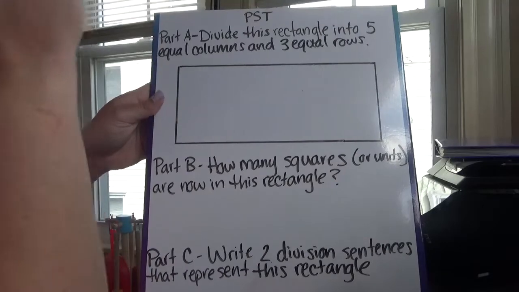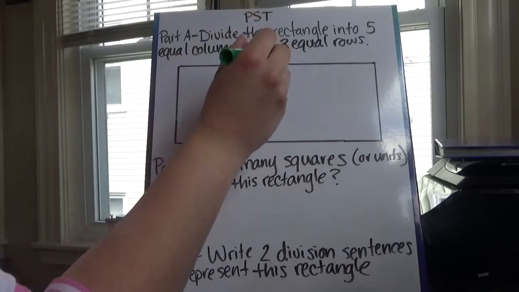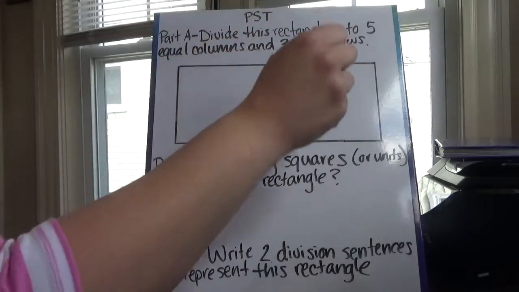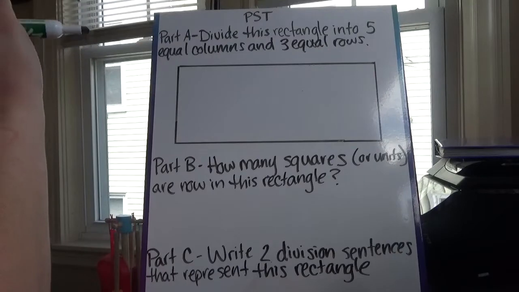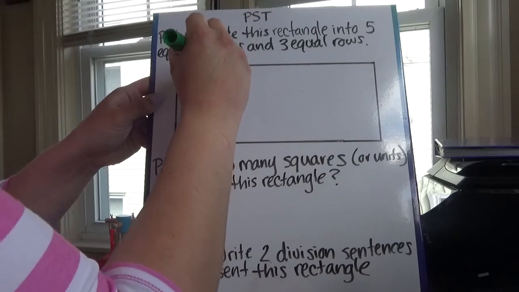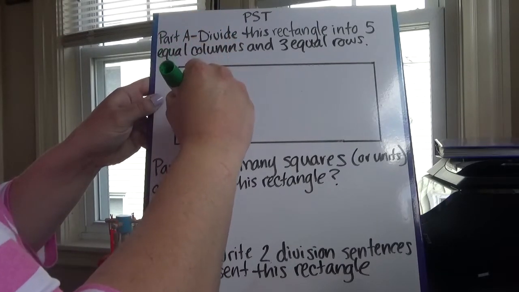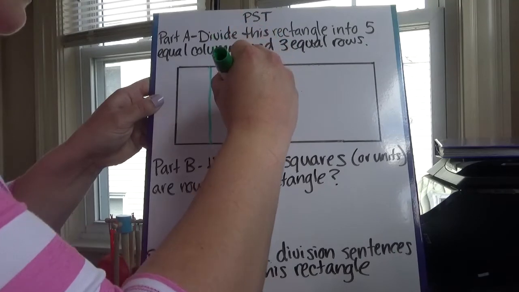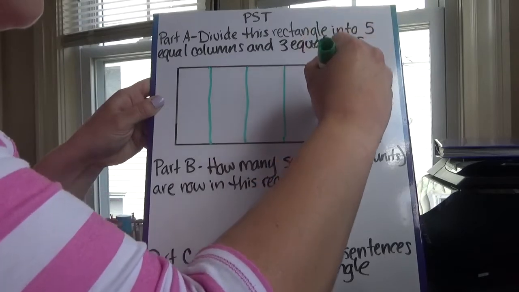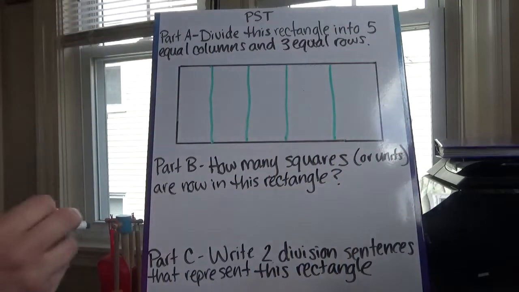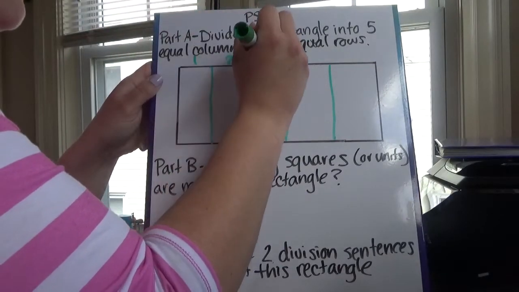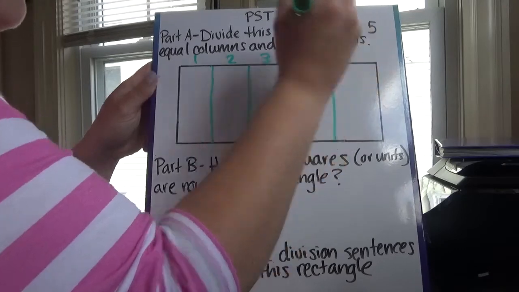Let's see. So the thinking that I'm doing for this is I know that if I draw a line right in the center, that would be half. And then if I take half of this side and half of this side, that would only give me 4 parts. So they need to be a little bit smaller than that. So thinking like here, 2 parts so far that are equal, 3 parts so far that are equal, 4 and 5. Now, they're not perfect, but they're pretty close. So I have 1, 2, 3, 4, 5 columns.